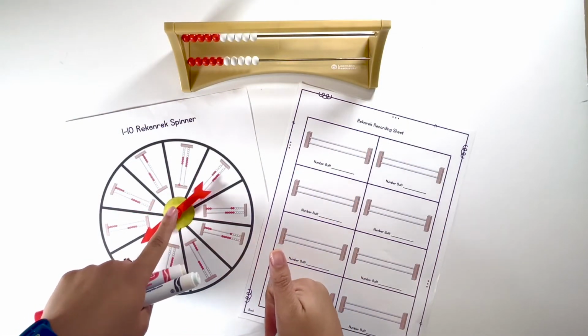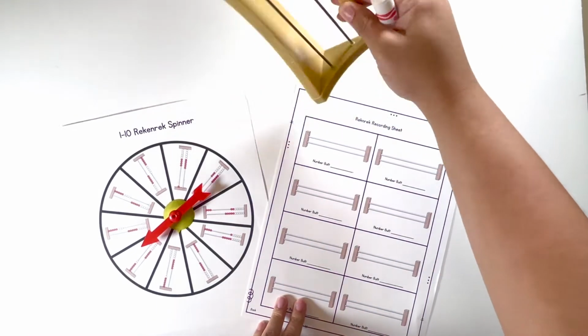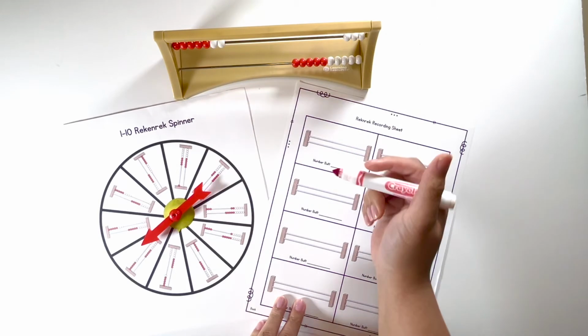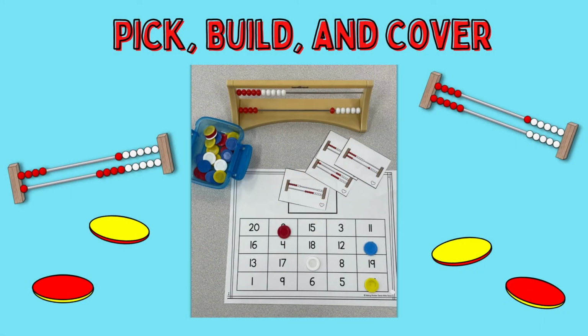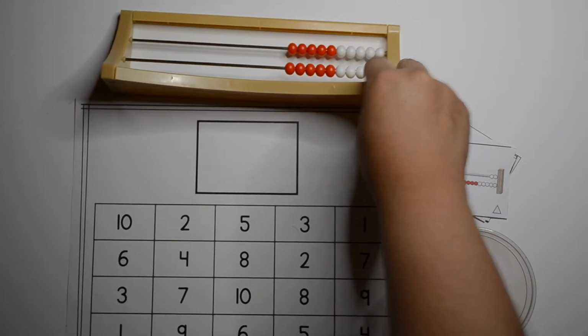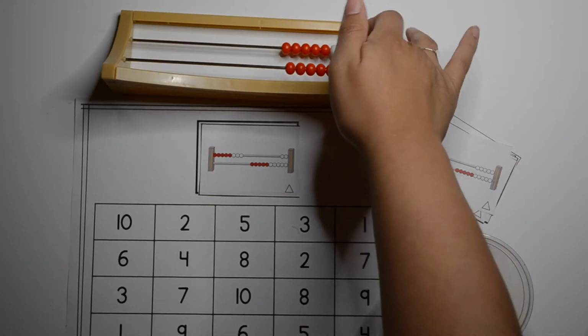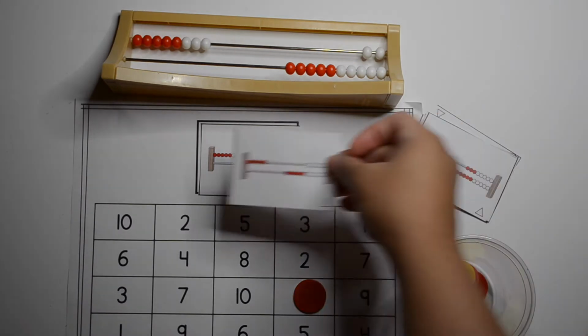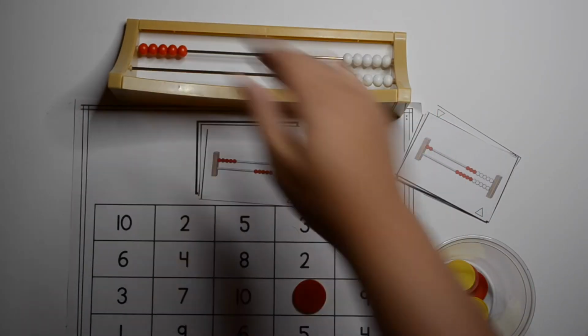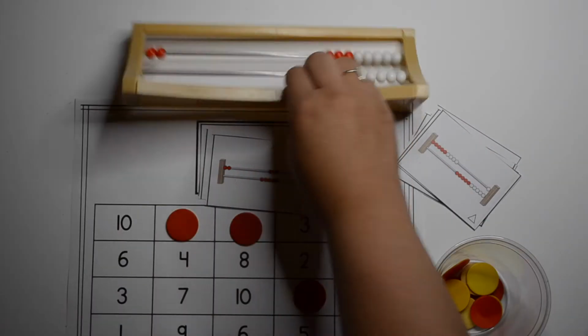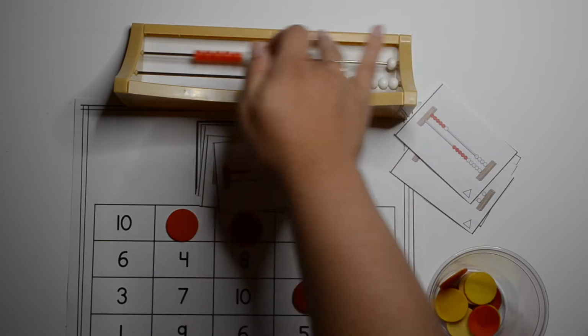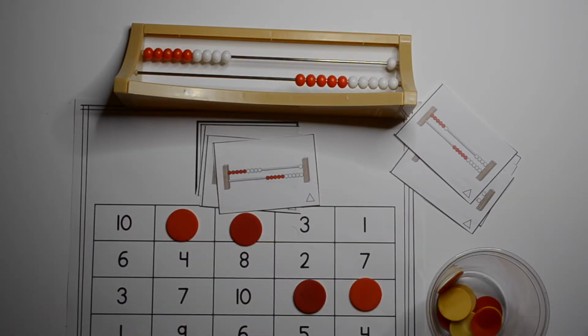The next game is called Spin and Slide. So the way that you play Spin and Slide is you either use a Rekenrek spinner or a spinner with numbers and spin your number, and whatever number the kids get, they have to make that number on their Rekenrek and then record what they spun on their recording sheet. The next game is called Pick, Build, and Cover. So this one kind of has the Rekenrek and the numeral component. So your students will pick a Rekenrek card, create it on their Rekenrek, put it on their counting mat, and then afterwards they will find the number that they created on their counting mat and cover it with a counter and keep going until they fill up the entire board.